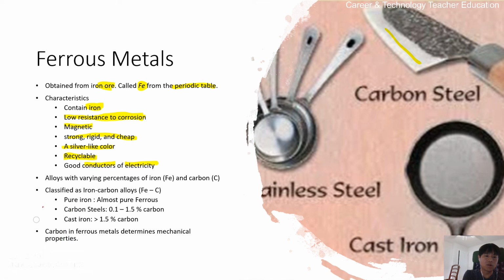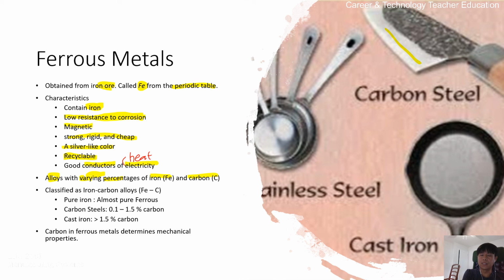So that's why it's recyclable. It is a good conductor of electricity, and I want to add one more, heat. Good conductors of electricity and heat, that means they deliver heat well. That's why we use cast iron for things like pans. And they are alloys with varying percentages of iron and carbon. In the previous slide, I told you most iron is combined with carbon to make a certain product.